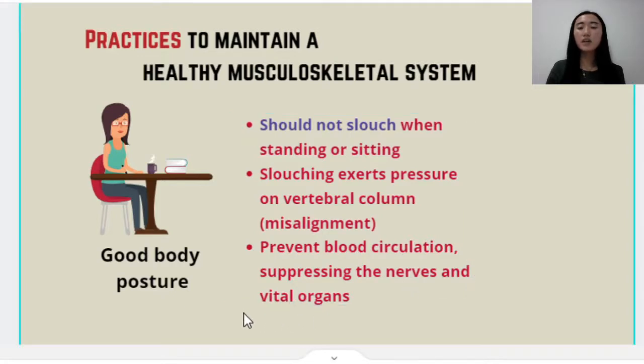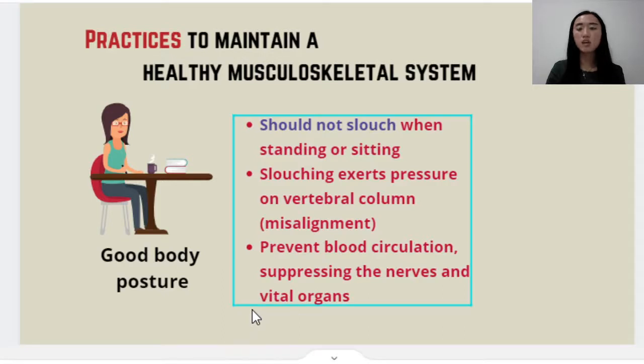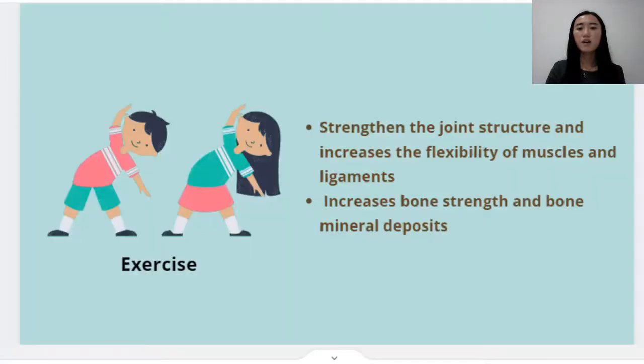That's why it is very important for us to maintain a good body posture in our daily life, no matter when we are walking, sitting, lying, or standing. The next good practice is to exercise regularly. Through exercising, we can strengthen the joint structure and increase the flexibility of muscles and also the ligaments. Exercises can also help us to increase bone strength and the bone mineral deposits.